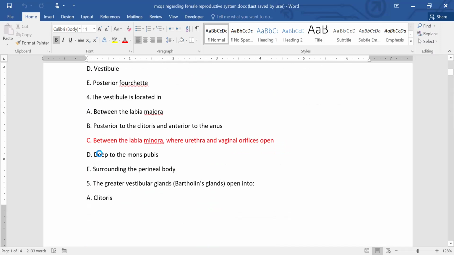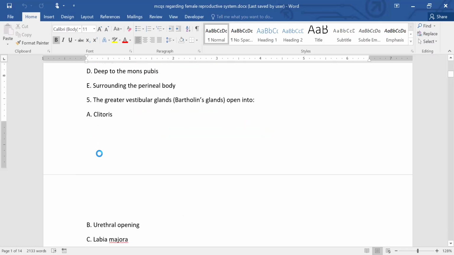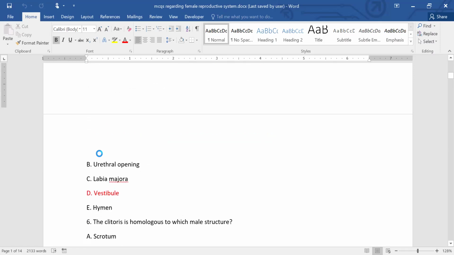The vestibule is located between the labia minora, posterior to the clitoris and anterior to the anus, where the urethral and vaginal orifices open. The greater vestibular gland opens into the vestibule.